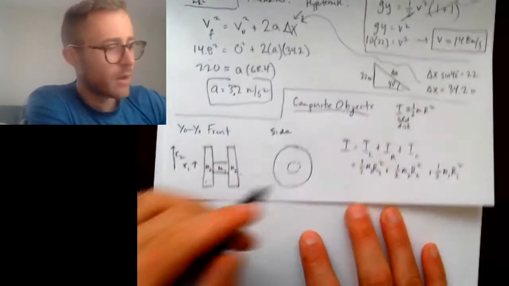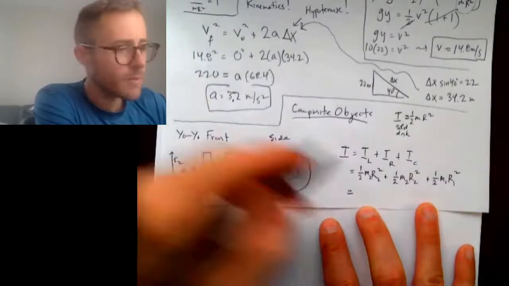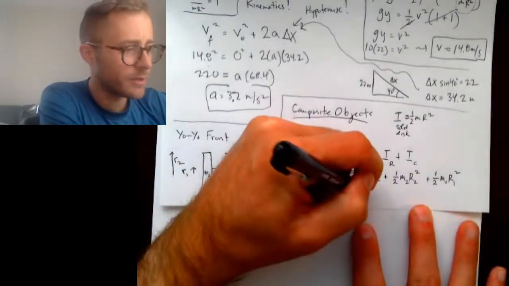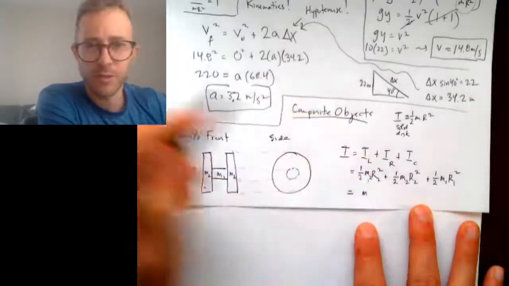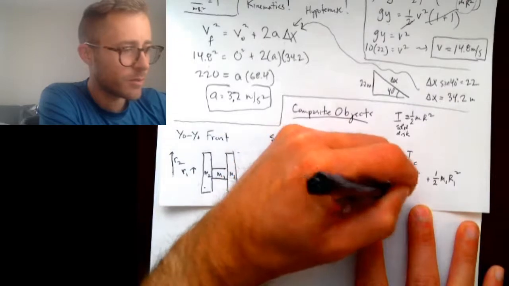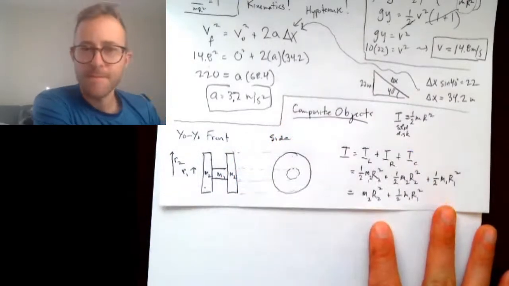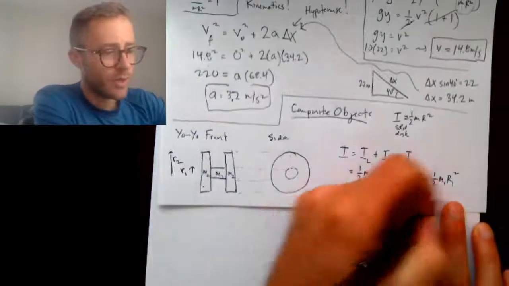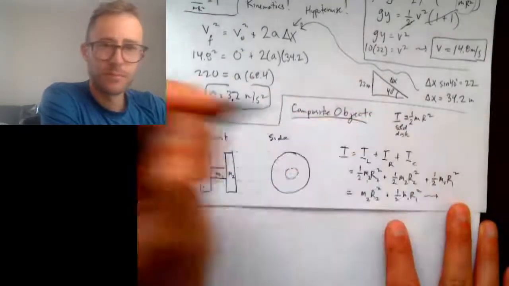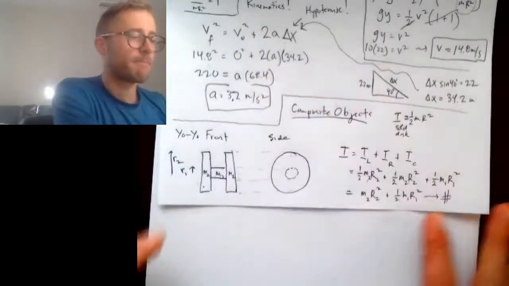I could do some simplification if I wanted to, because these 2 are identical, so they combine to just make 1/2 plus 1/2 is 1. So you just have m2 r2 squared plus 1/2 m1 r1 squared. So you would do that and you would compute some number. But let's think about, how does a yo-yo roll?